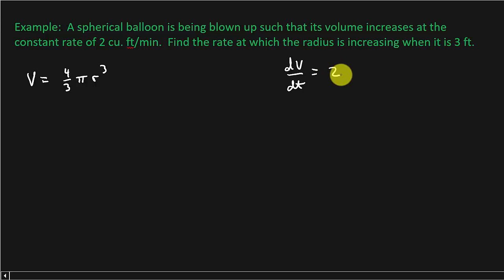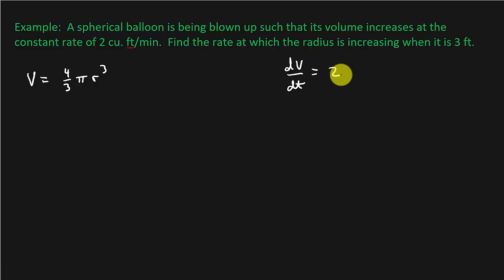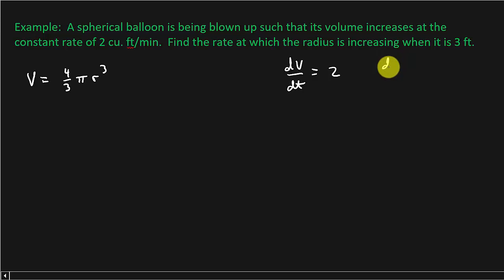Find the rate at which the radius is increasing. So they want to know the change in the radius, so we're looking for dr/dt. And that is when the radius is 3 feet, so that's when r equals 3. All right, so that's all the information they gave us.